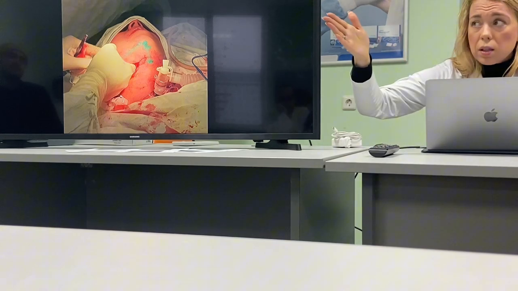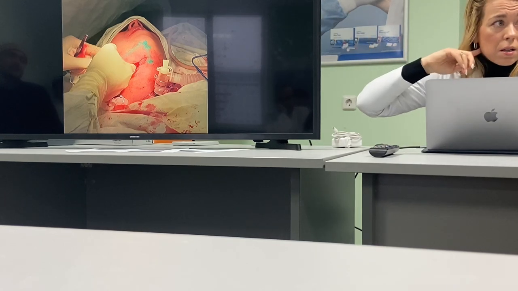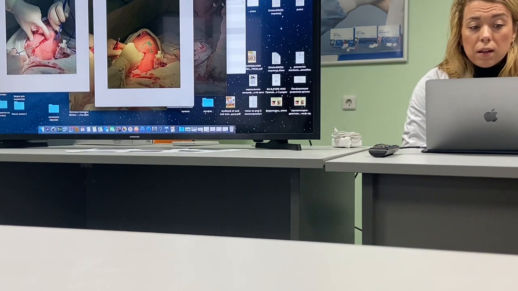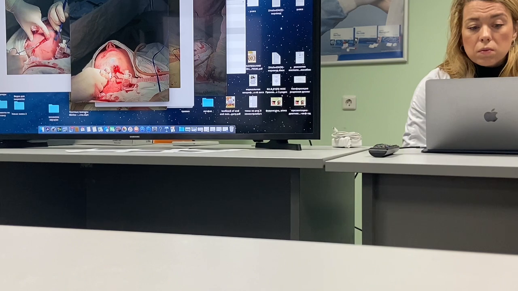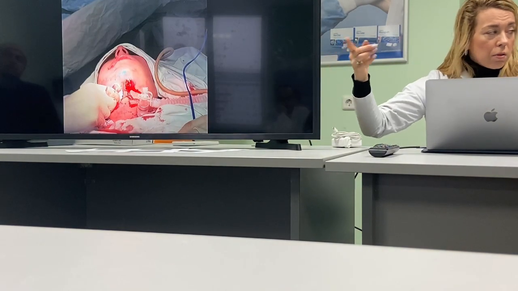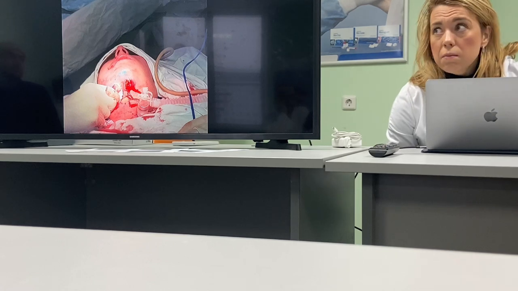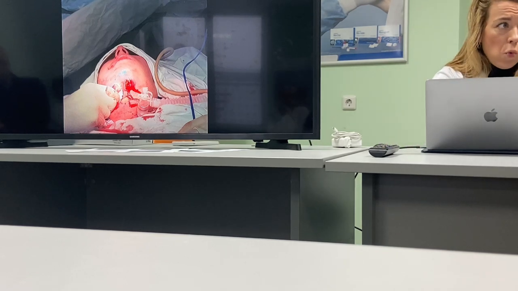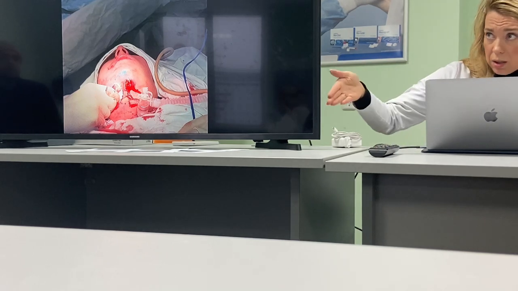What is the name of the bone? The mandible. Yes. Then what do we do? Then we need to open which side? Submental. It's not parallel. You open one, you finish with one, and continue to the second one.